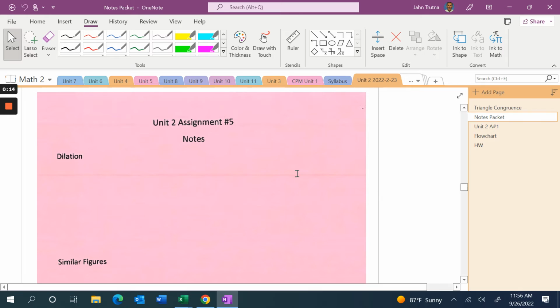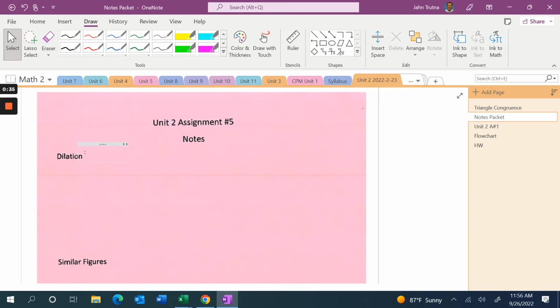So what does that word mean, when you dilate something? Think about when you go to the eye doctor, if you've ever been to the eye doctor. If you go to the eye doctor and they dilate your pupils, they put some chemical in your eye and then they make your pupil become much bigger.